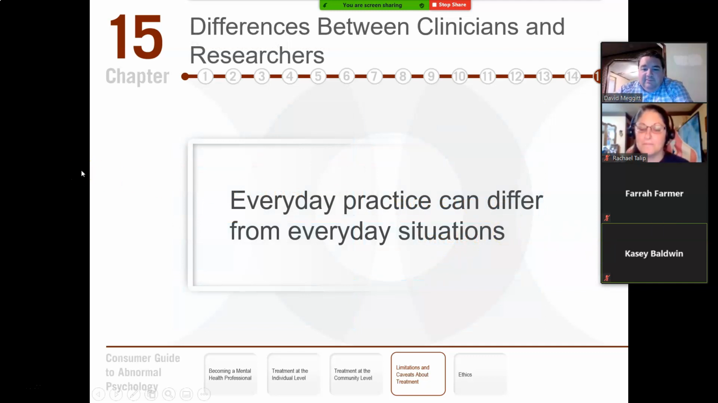Everyday practice can differ from everyday situations. Research is really good at setting up and looking at the way things are set, but research doesn't always translate to good treatment. And so, really being able to take in the research as well as apply it to who your clients are and what the situation is a very important aspect of treatment.